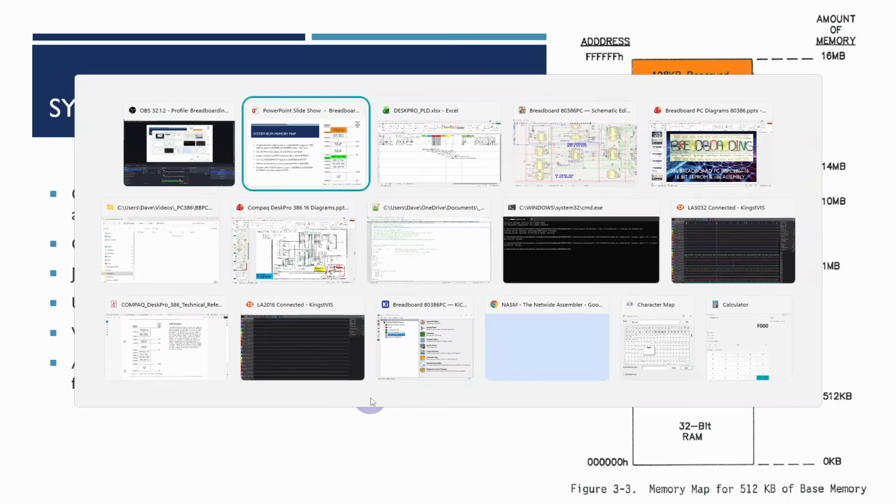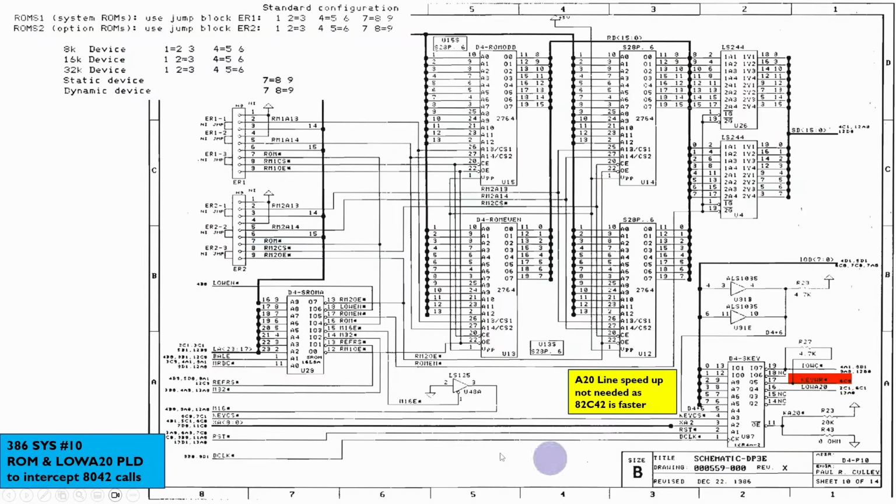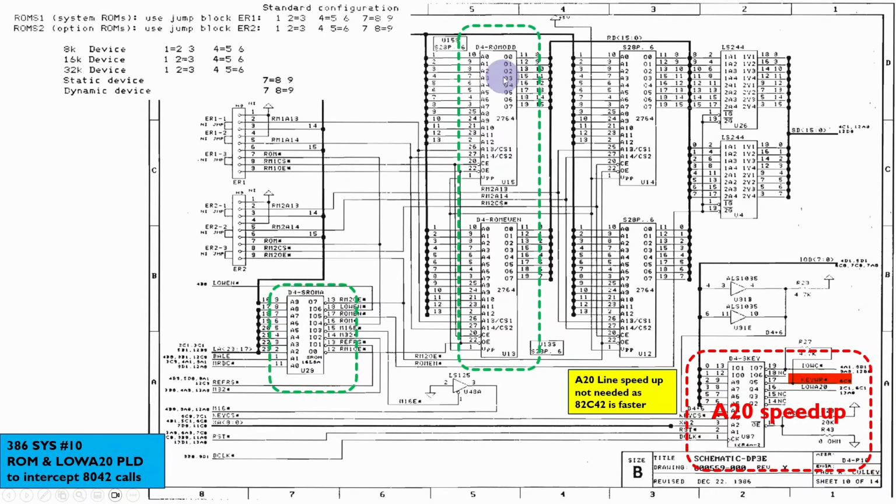So let's have a look at the original Compaq DeskPro schematic. This is page 10 of the schematic, and what this shows us is the A20 speed up circuit that we're not worrying about. This was to speed up the switching of the A20 address line handling through the keyboard controller. But we've got the PLD here, SROM-A, which actually handles the address decoding for the ROMs. And we can see here that we've got the even and odd ROMs. So this will be the ones for the BIOS.